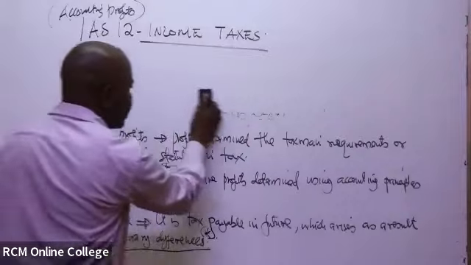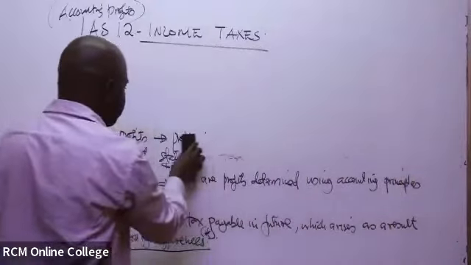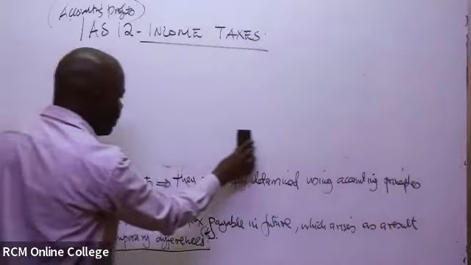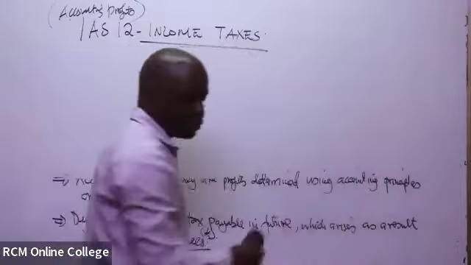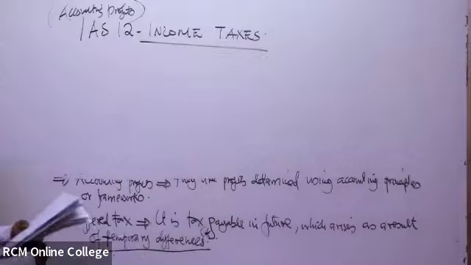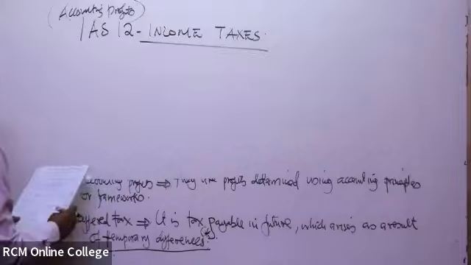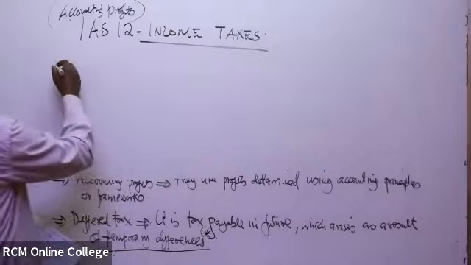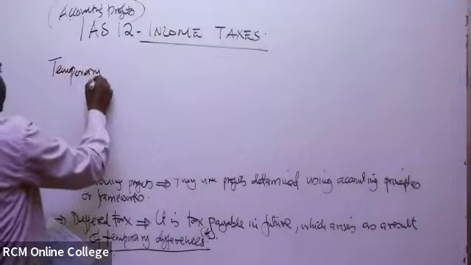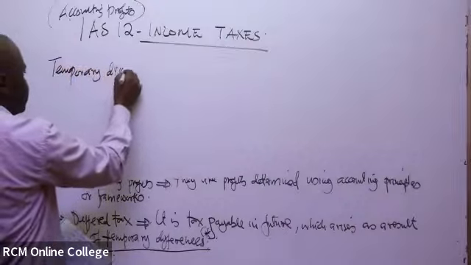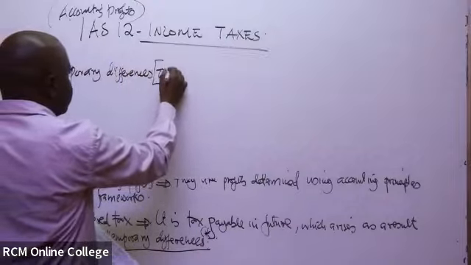Hope you've been able to write, because you can see I'm rubbing it off. So we're saying deferred tax will arise from the temporary differences. There's a formula to determine these temporary differences. How do you get it? The temporary differences, or in short, you just call it TD.